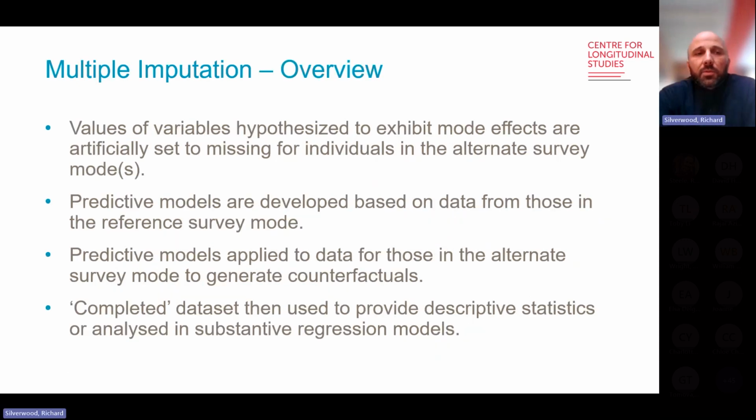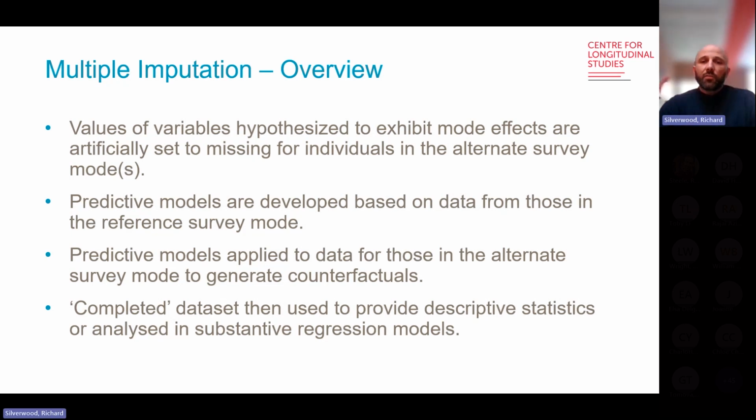Okay, the second approach that I want to look at is using multiple imputation. So people might be familiar with this approach because it's something that's increasingly being used in the handling of missing data. So in this approach, what we would do, we would take the values of the variable that's hypothesized to exhibit mode effects, and then artificially set them to missing for individuals who are in the alternate survey modes. So here you can see immediately that we're throwing away, getting rid of potential information that we have in our data collection, which might not be a desirable property of the approach.